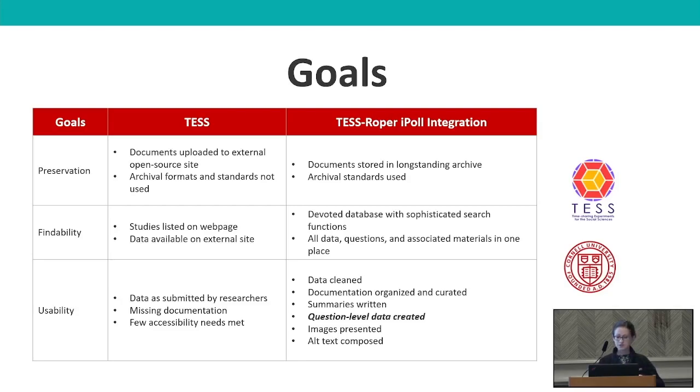Our last goal was to increase usability. When we started the project, the data was presented just as the researchers submitted it. This meant that data would often be available in only one software format, and sometimes there would be missing documentation, missing variables, variable or value labels, or missing variables entirely. Some accessibility needs were also not met, such as providing alt text for images.